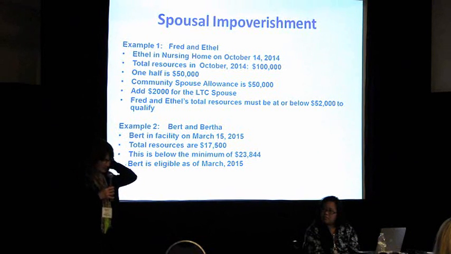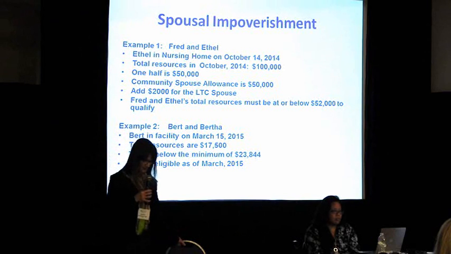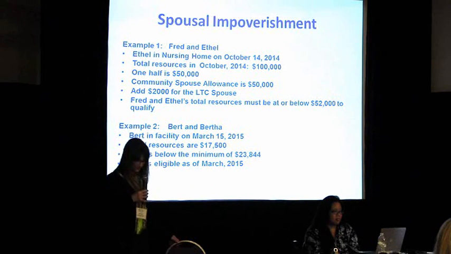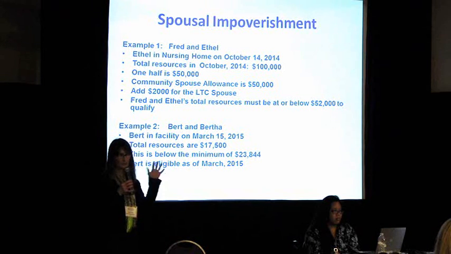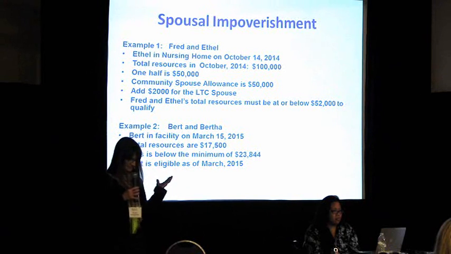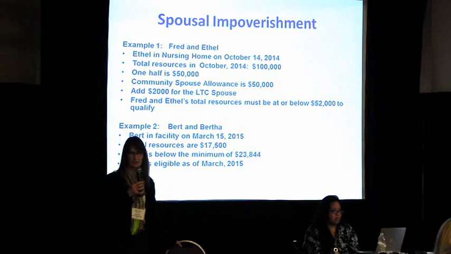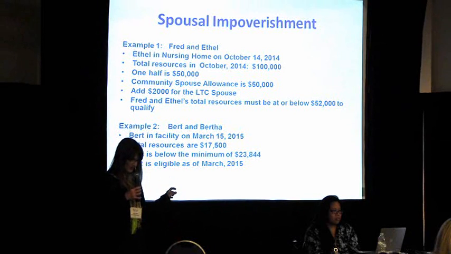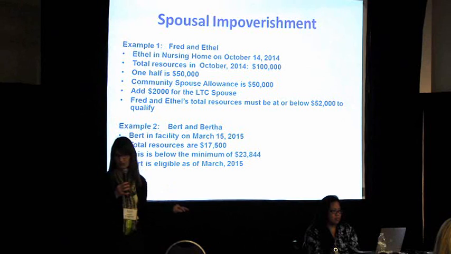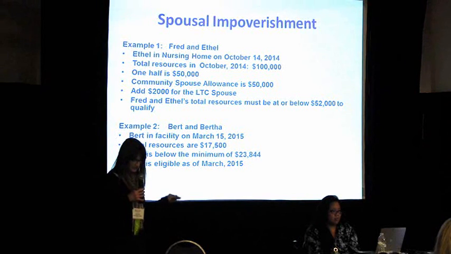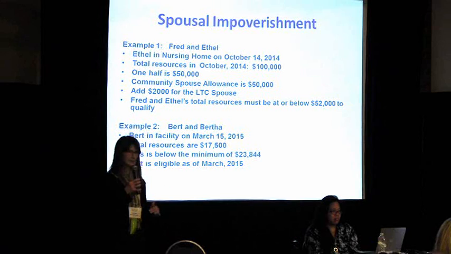So our first person that we're going to look at is Fred and Ethel. Ethel went into the nursing home on October 14th of 2014. Their total resources, and these are both Fred and Ethel's total resources at that time, were $100,000. So what we said before was we take their total resources and we divide in half. Half of 100 is 50. So that means the community spouse resource allowance is $50,000. We get to add another $2,000 because the long-term care spouse always gets to keep $2,000. So that means that Fred and Ethel together, their assets have to be below $52,000 before they're eligible for Medicaid.